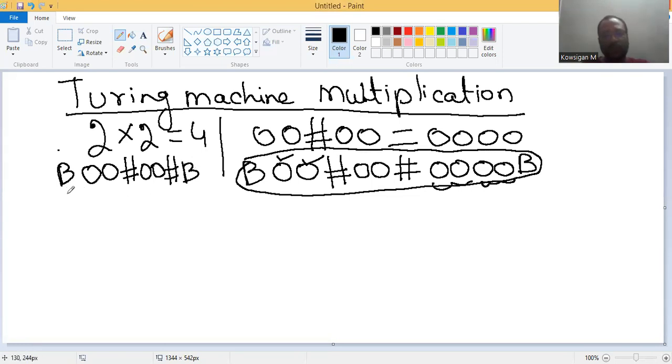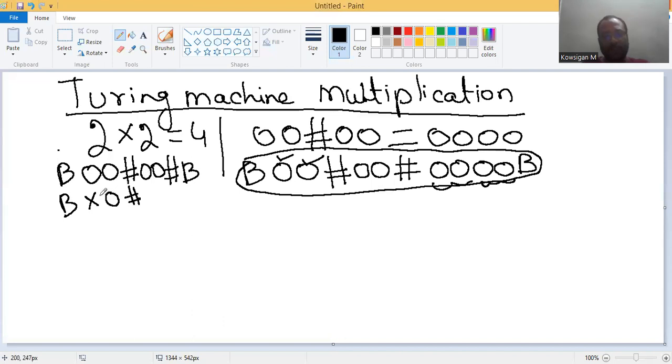Initially, the head will be pointing to this zero. This zero will be replaced as X, and we will be moving to the right hand side. So you have to continuously move to the right hand side until you are reaching the first hash symbol. After reaching the first hash symbol, you have to move to the right hand side.